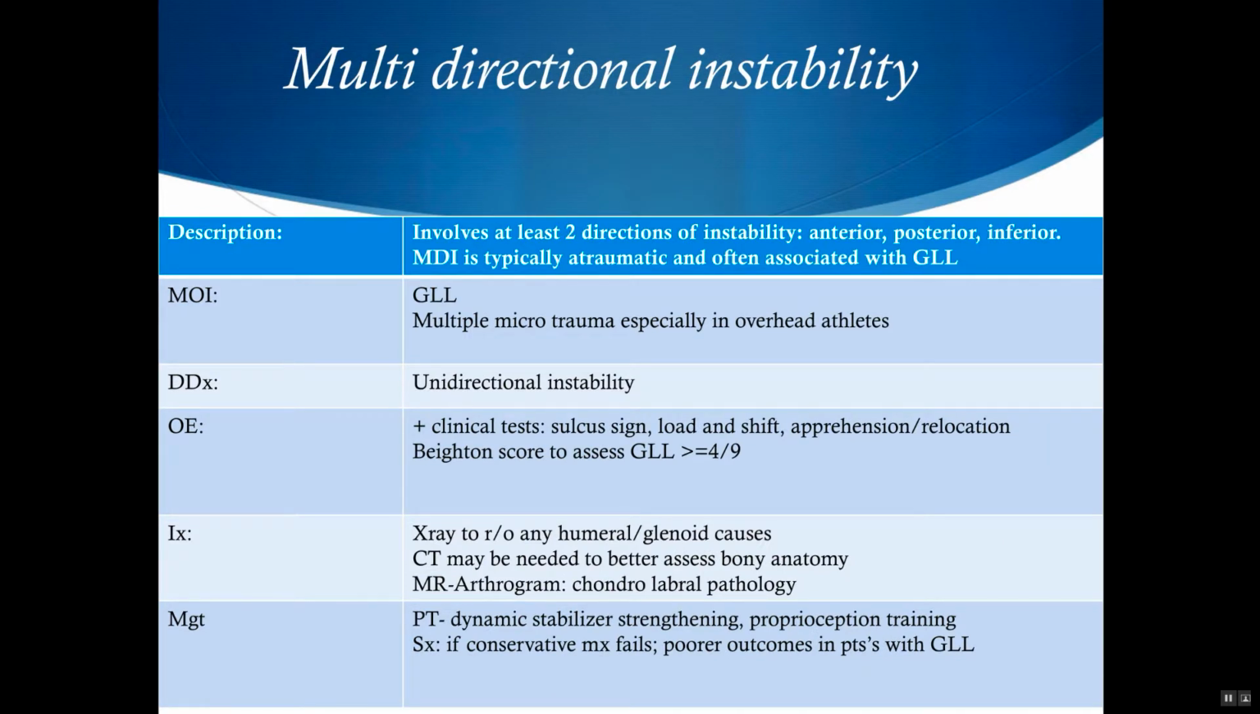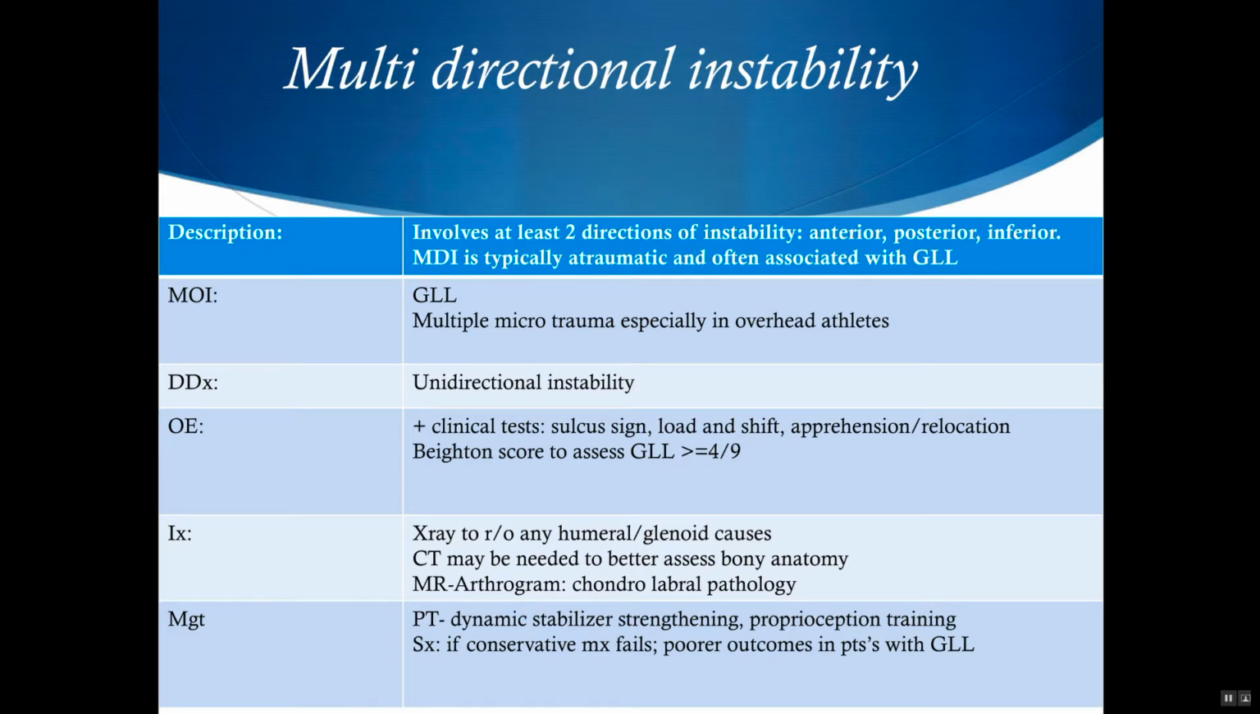We'll end off the instability component here by talking about multidirectional instability, which involves at least 2 directions of instability: anterior, posterior, and inferior. It's typically atraumatic and often associated with generalized ligamentous laxity. There is, again, not really a clear mechanism of injury in this group of patients, but it's suggested that there's a history of multiple microtrauma, especially in overhead athletes, that leads to this condition, or they may be just patients with generalized ligamentous laxity. The differential for this is any unidirectional instability, so posterior or anterior instability issues.